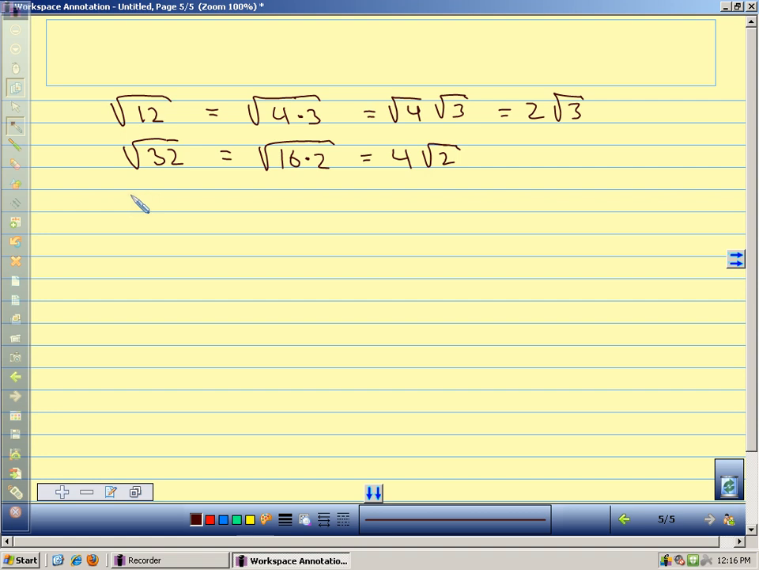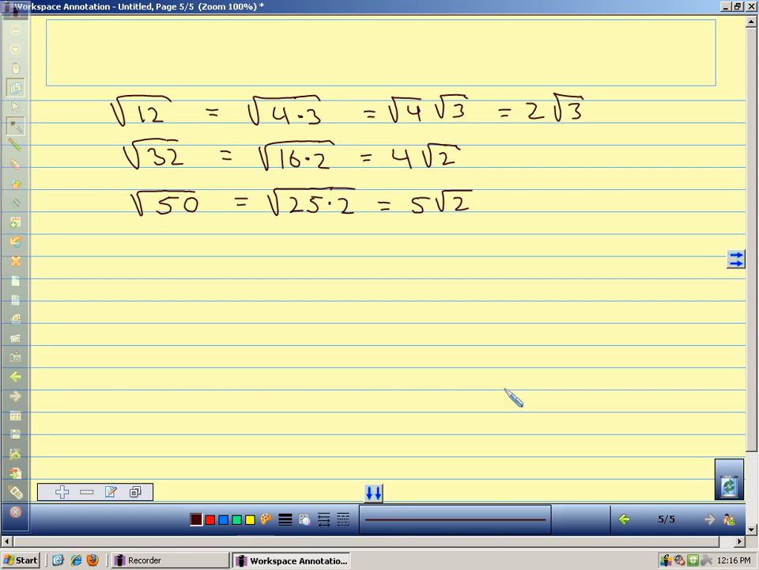Let me do one more, and we'll work with this a little more. I just wanted to remind you what simple radical form means. Square root of 50. 50 is 25 times 2. Square root of 25 is 5. And I leave this. So all of these are examples of simple radical form.